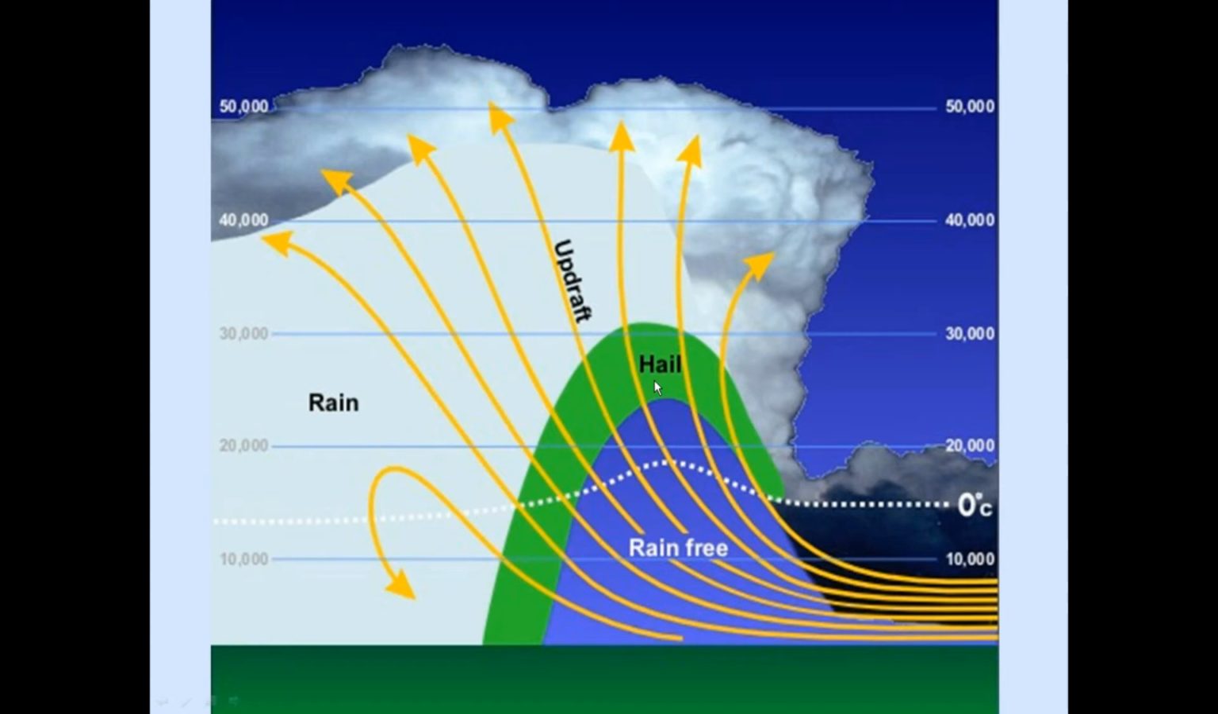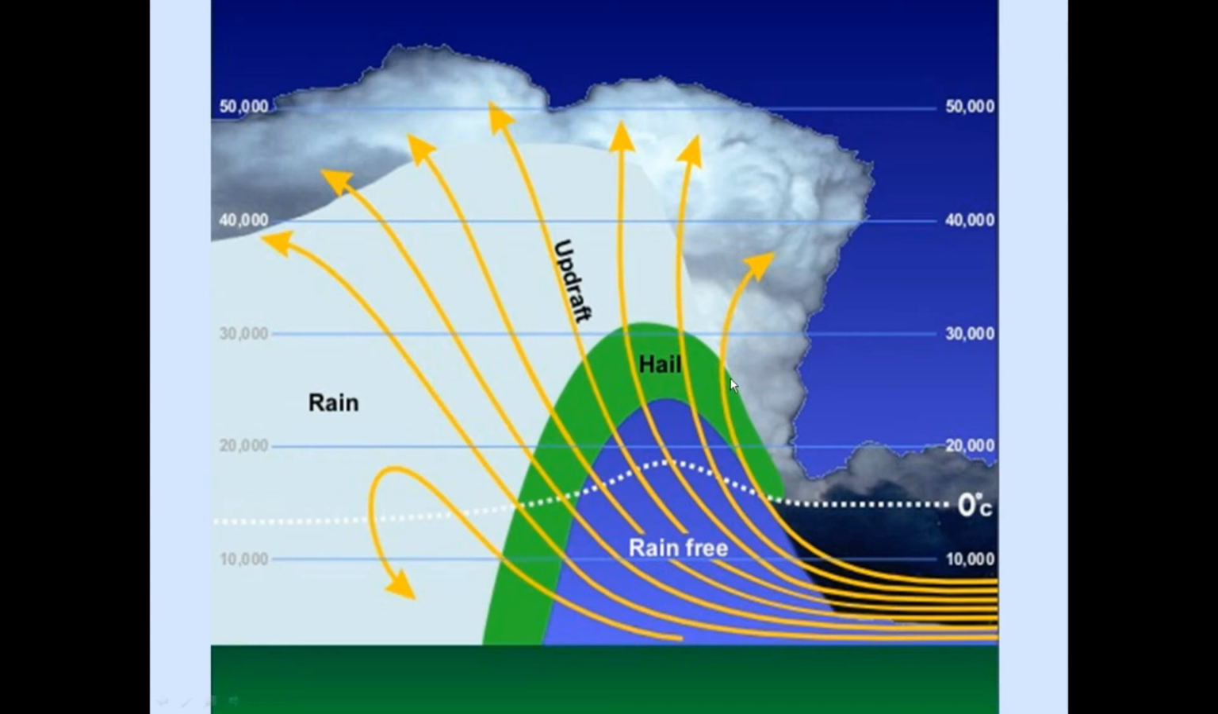They continue the process, get a little bit bigger, until they're so heavy that the updraft can't sustain them anymore, and they fall out down to the ground. So intuitively, the stronger the updraft, generally the larger we can get the hailstone to grow. But there's some other considerations too.